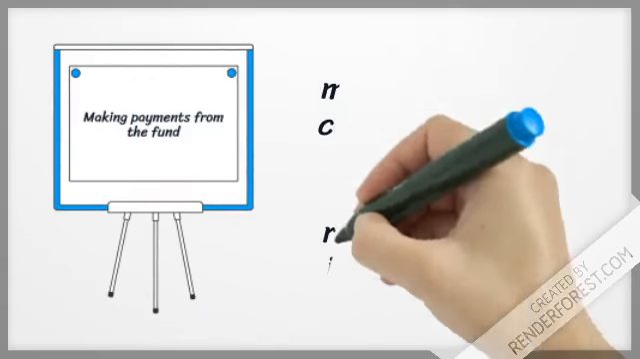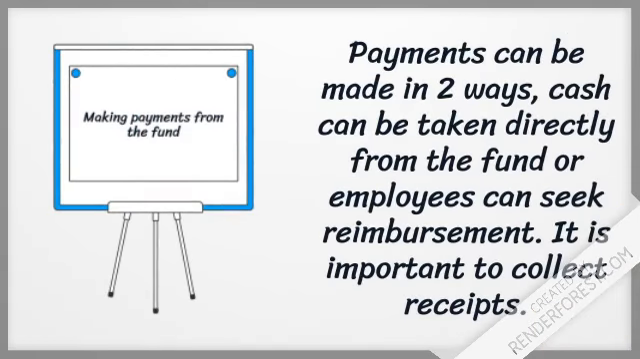Making payments from the fund. Payments can be made in two ways. Cash can be taken directly from the fund, or employees can seek reimbursement. It is important that we collect all receipts.